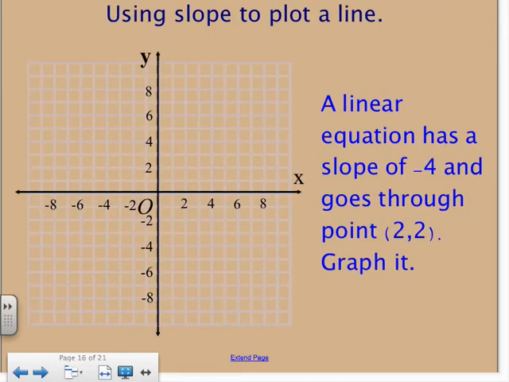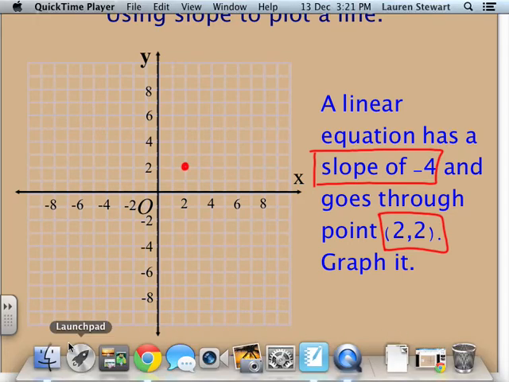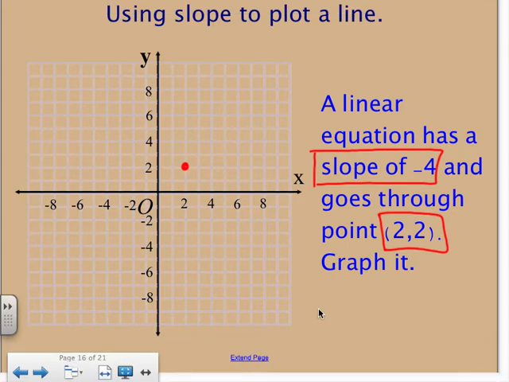All right, so slope is really helpful for graphing, okay? If you are given a point and a slope that a line goes through, you can graph it, okay? Your point is your starting point. So 2, 2 is my starting point. And your slope is like a GPS, it's directions. Remember, it's rise over run, okay?